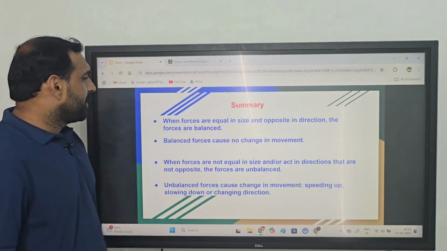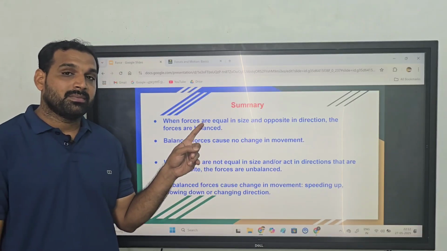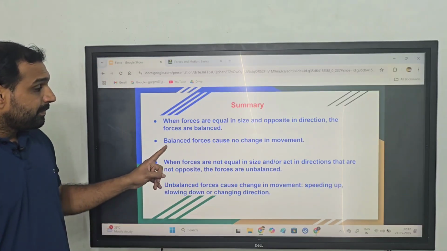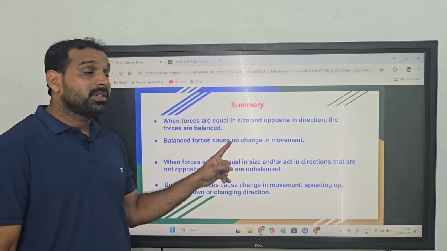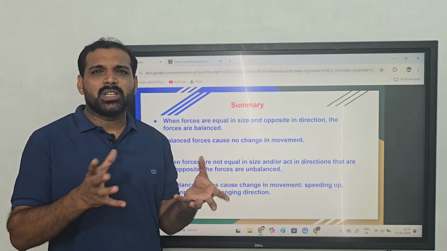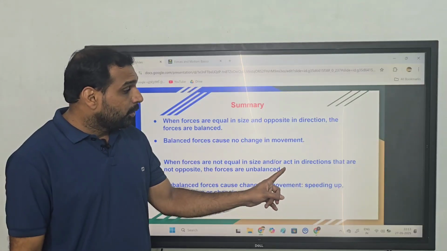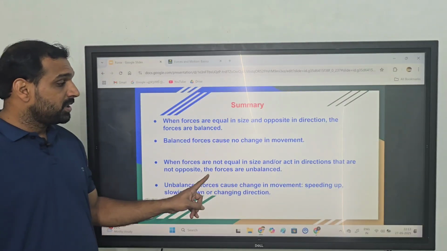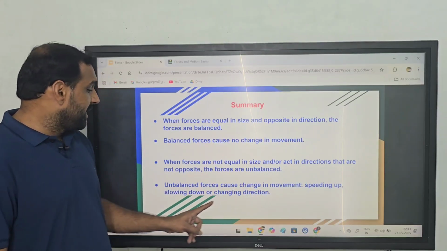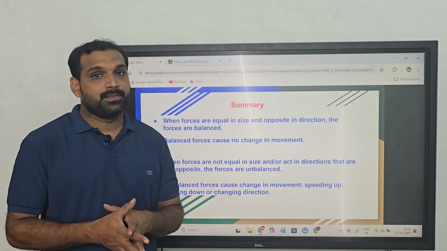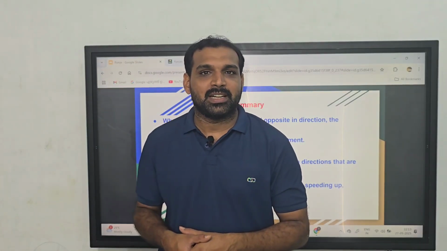So to summarize, when forces are equal in size and opposite in direction, the forces are said to be balanced, right? Balanced forces cause no change in movement. They can only change the shape, right? And when forces are not equal in size or act in directions that are not opposite, the forces are unbalanced, right? Unbalanced forces cause change in movement: speeding up, slowing down, or changing direction. I hope you all understood what is force and what are balanced and unbalanced forces.